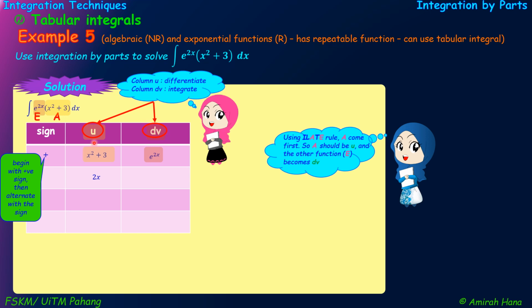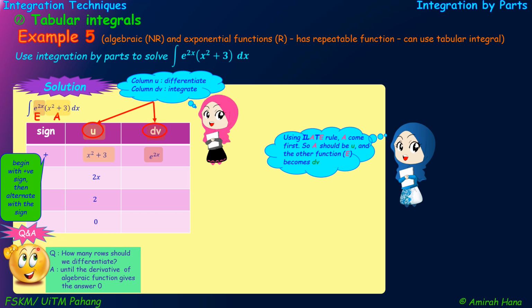Before that, to complete the row, we need to differentiate first. Let's finish our column u first, so we know when we need to stop the row. From u, we need to differentiate. So we differentiate x squared plus 3, which equals 2x, and then we differentiate 2x, which equals 2, and we differentiate 2, which equals 0.